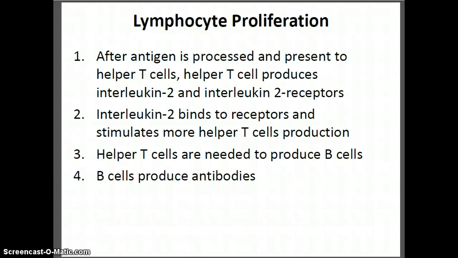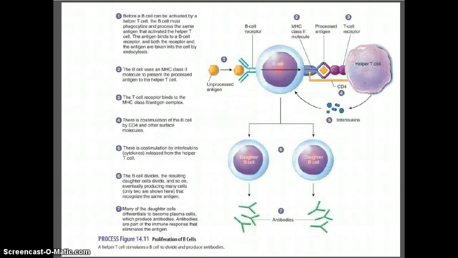Lymphocytes then proliferate after an antigen is processed. The helper T cell produces various interleukins and interleukin receptors, and the interleukin binds to the receptors and stimulates the production of more T cells. And the helper T cells are needed to produce the B cells, and the B cells produce the antibodies. So there are a number of cells involved.